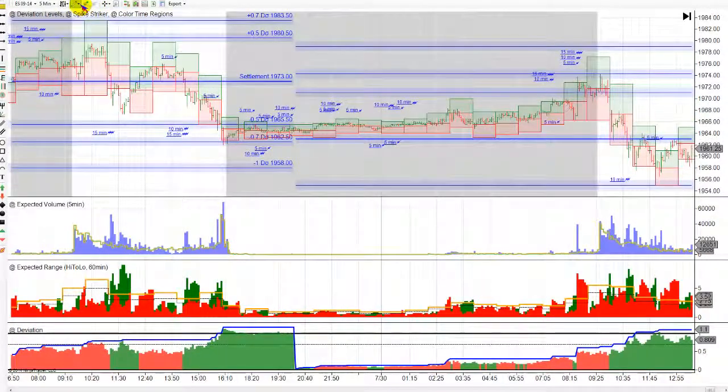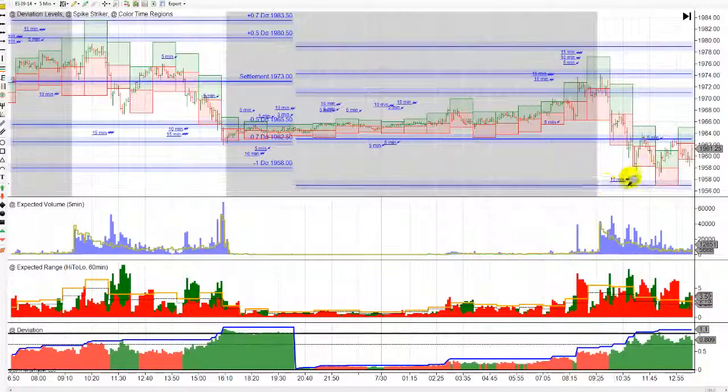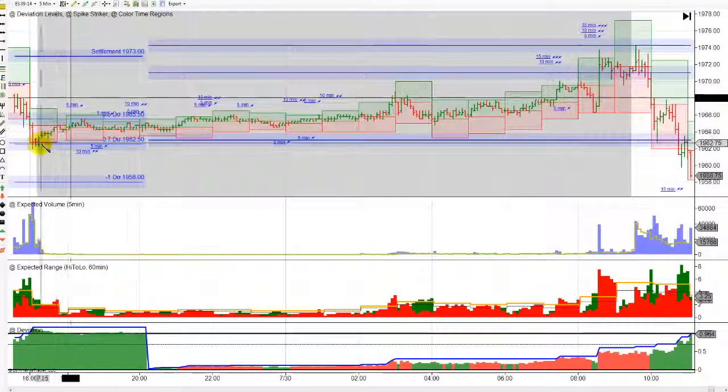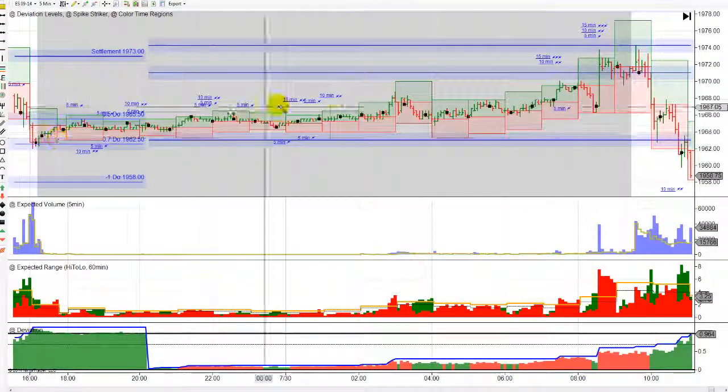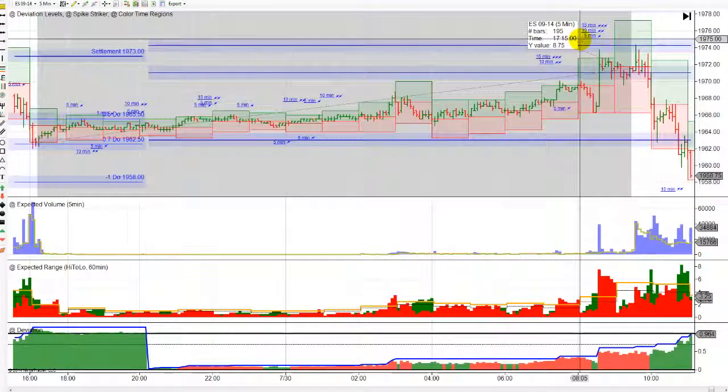And then I can basically just measure. We'll zoom. There we go. And then what I'll do is I'll use the ruler and I'll just measure. Okay, so we closed here. We opened here. So the market gapped up 9 points between the pit hours.